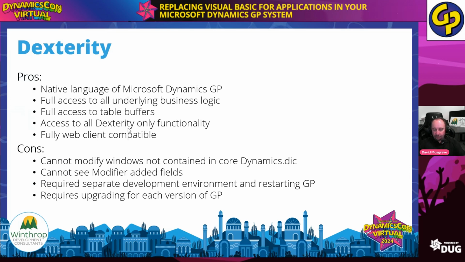But what we don't have is, you can only modify windows in the core Dynamics.dic. We can't modify windows that are in third-party dictionaries. It cannot see modifier added fields. It also does require a separate development environment, and you will need to restart GP when you deploy the chunk files to install onto the GP environment. And every time you upgrade GP, you will need to update the Dexterity code to match.